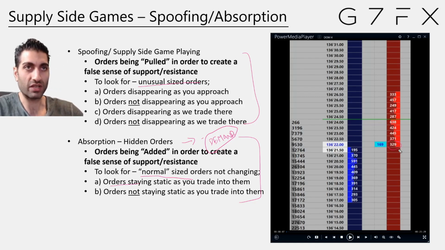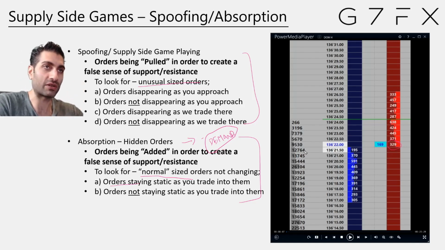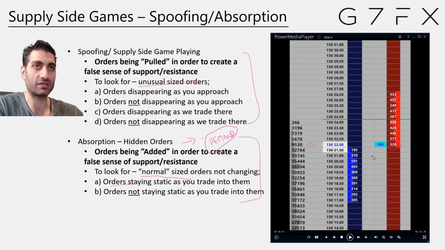So would you agree there's 329, someone, could be a machine or a person, but someone is willing to sell 329 contracts at 22. We've already seen 169 trade there, so would you agree that if about 300 trade here, we should move up to 22.5? We should start to move up if people buy more than 300, which is what you've typically seen. Let's see if that happens.